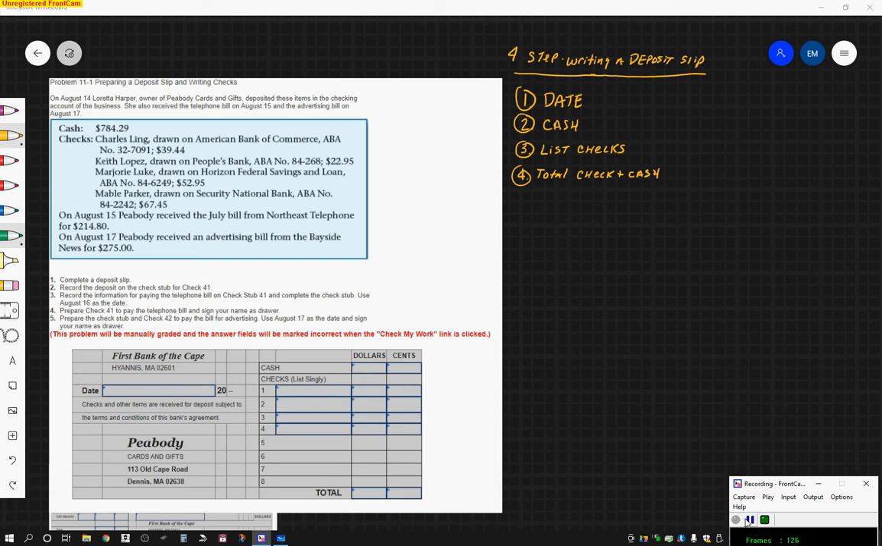Number one, when you're writing a deposit slip, you are going to put the date in first. So the very first thing we're going to do is figure out what the date is, let's just say the date of the transaction. On August 14th, owner gifts deposited. So there's our deposit date, August 14th. So we'll come right down here and we're going to put August 14th. And you pick a year. Let's just hope it's this year right here.